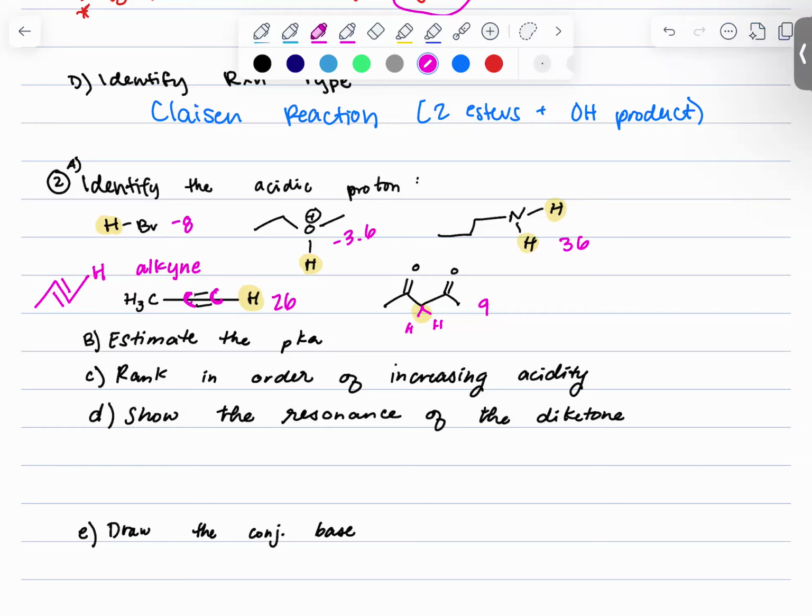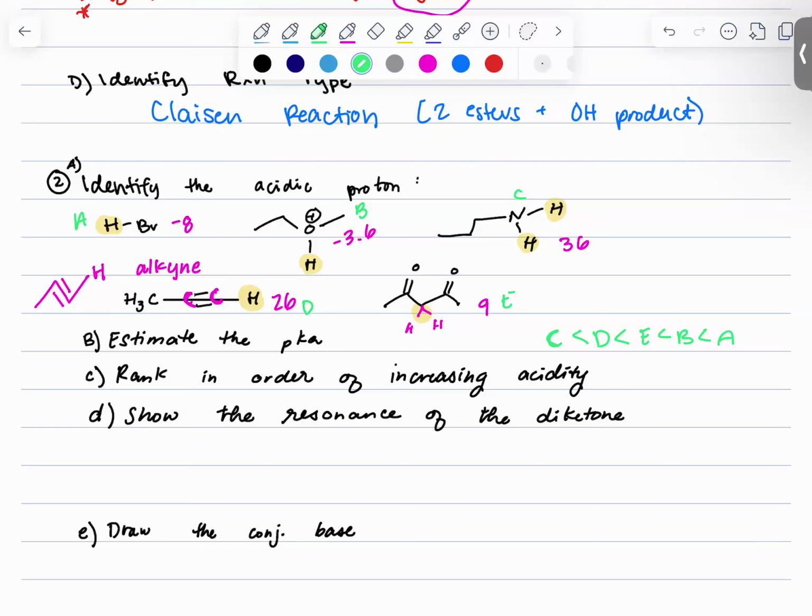How do we feel about ranking these? What is our least acidic? I'm going to give these all letters: A, B, C, D, E. C is our least acidic. What's our next acidic? Our alkyne. Next up, E. Next, B. And finally, our most acidic is A.